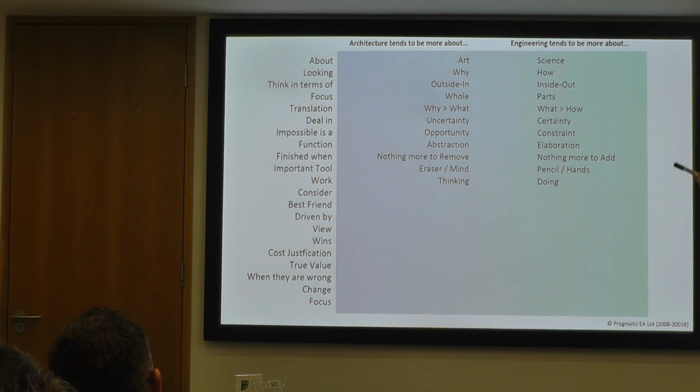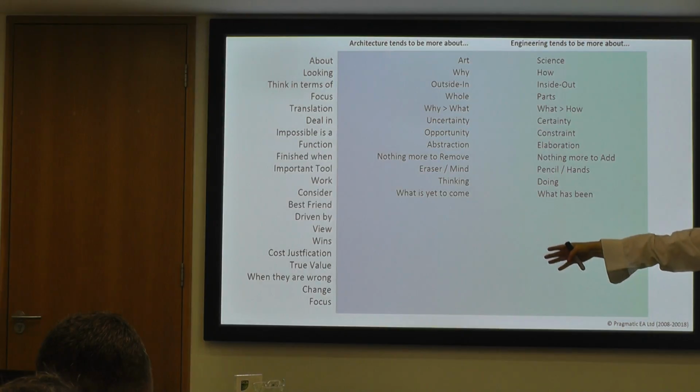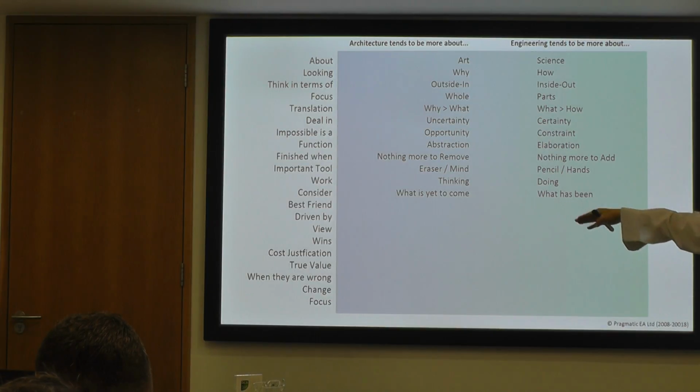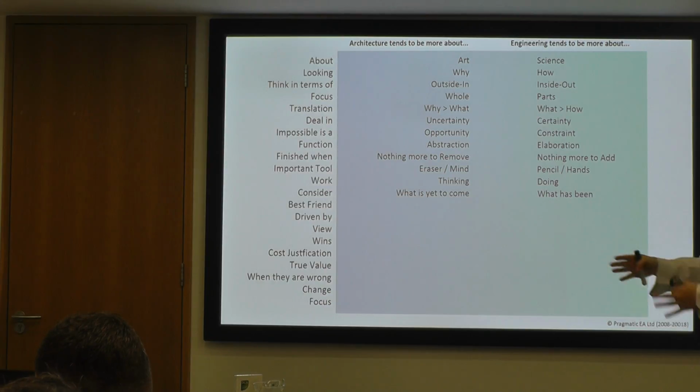In terms of work, architecture tends to be more about thinking, engineering more about doing. Architects consider what is yet to come. We have to plan, like someone said earlier about planning for later change. So we think about what is yet to come, whereas engineering thinks about what has been. Or we're going to build it this way because that bridge was built that way, and that's a really great engineering way of building the bridge.